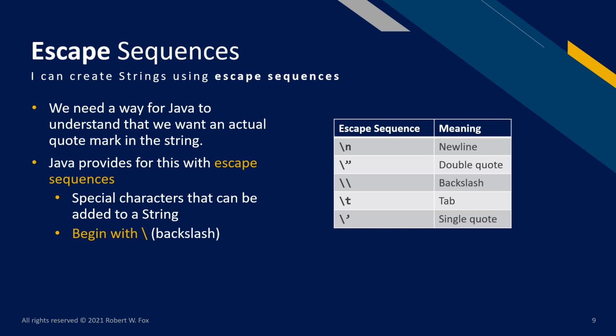Java provides for this with what are called escape sequences. Escape sequences are special characters that can be added to a string, and they all begin with a backslash. There's a whole bunch of escape sequences, including ones to make a new line, ones to do quotation marks, even put a tab in your string. Let's look at some examples.